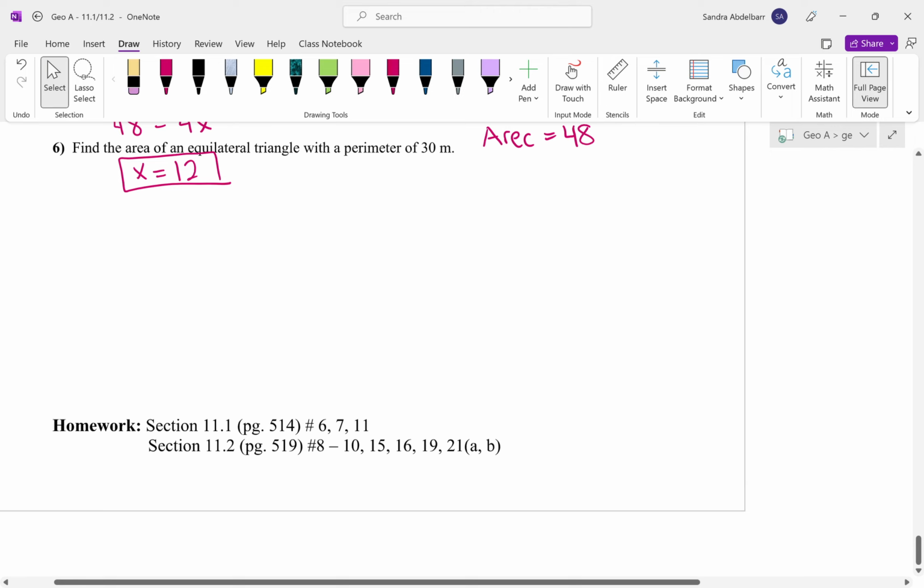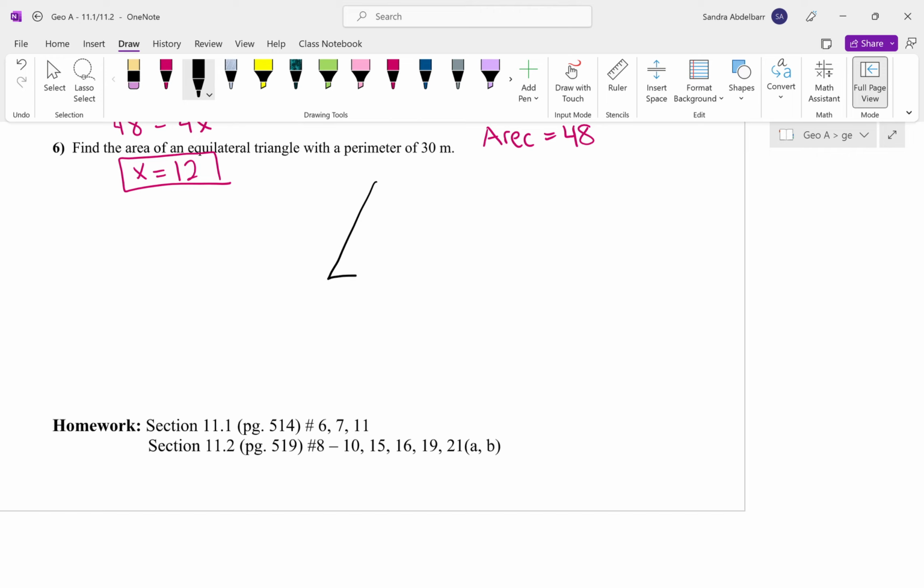All right, final problem. Find the area of an equilateral triangle with a perimeter of 30. So I'm going to go ahead and draw my triangle. If the perimeter is 30, what does that mean for each side since it's equilateral? 10, 10, and 10. And the area of a triangle is half the base times the height. What's the problem here? Max? It's not a right triangle.